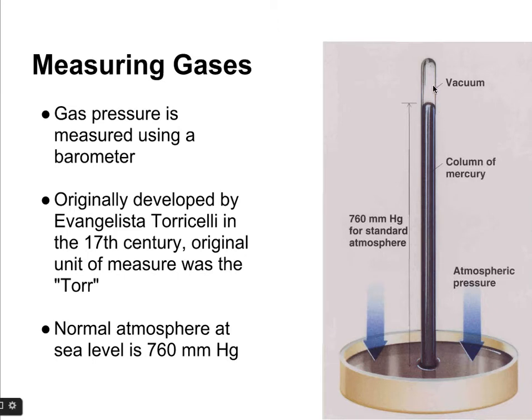It was a glass vacuum tube standing in a pool of mercury, and at sea level, the air would push down hard enough on this pool of mercury to support a column of mercury 760 millimeters tall. So that's where the unit millimeters of mercury came into how we measure gases.